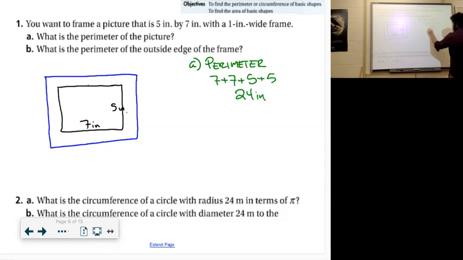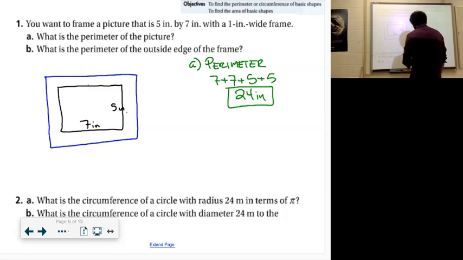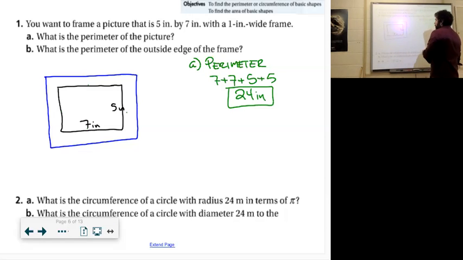Don't forget to include the unit of measure right now. Now that we're dealing with perimeter and then area, the units of measure are different. Some are just linear measurements like inches, and some are square measurements like inches squared. Next up is, what is the perimeter of the outside edge of the frame? This is tricky for some of us.